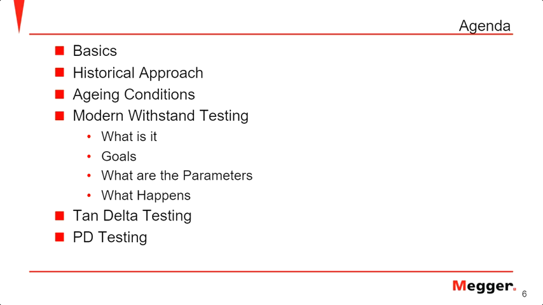So for today's agenda, we have a little bit of basics, a theoretical approach on how to tackle cables. We have to understand cables and how their structure is before getting into the parts of testing. What are the different aging conditions that they see during their lifetime, as well as what is the withstand testing, how do we do it, what are the parameters associated with it, what is our end goal after the testing, how do we evaluate the results and interpret them, a little bit about tan delta testing as well as PD testing.